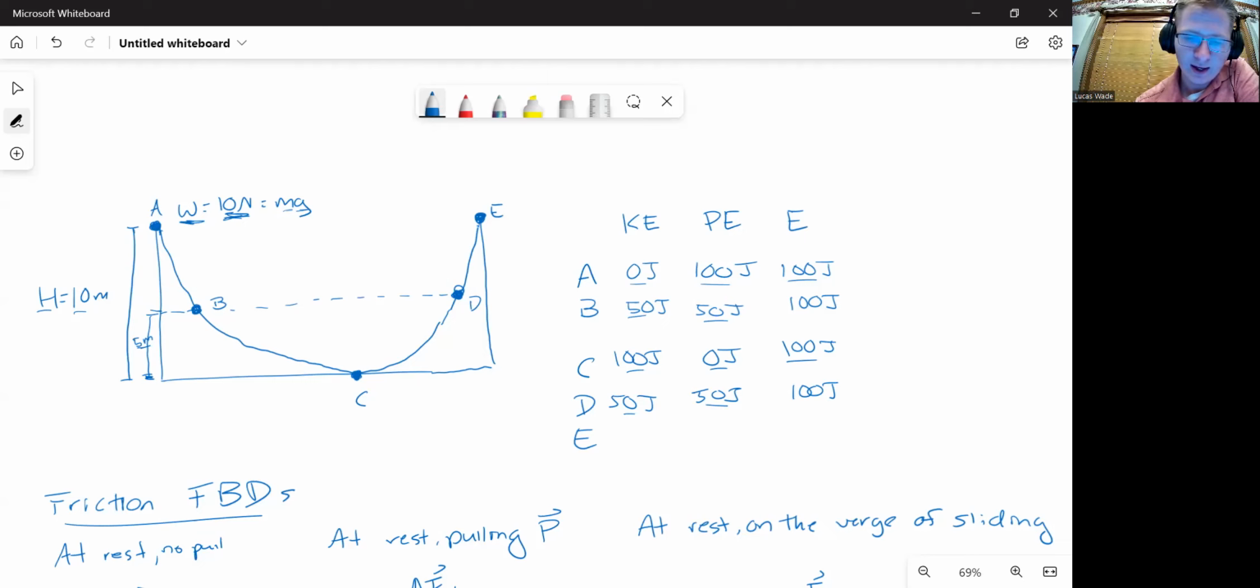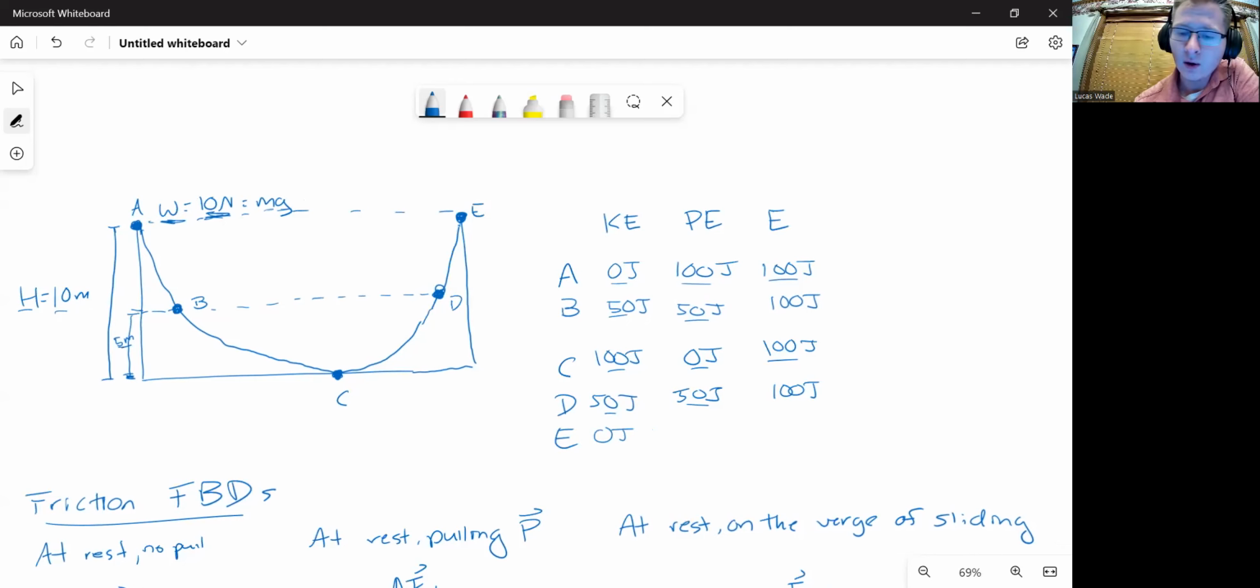Then we didn't write point E, but we should know that is where it stops, if that is at the same height as point A. All kinetic energy is gone. It's all been converted back to potential energy. Total mechanical energy is still 100 joules.